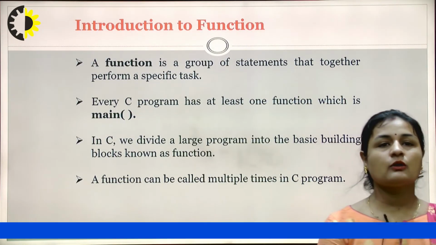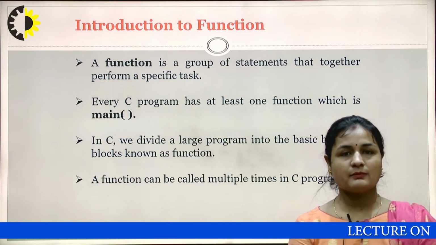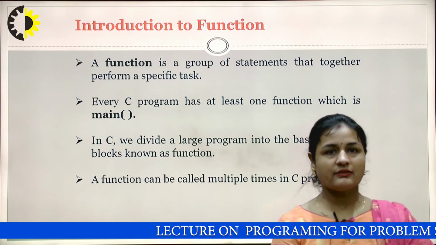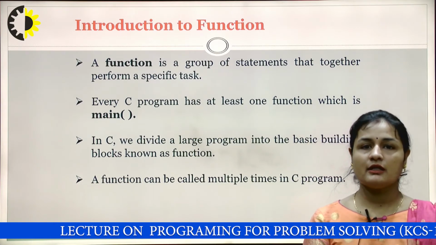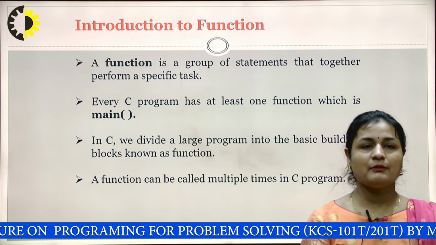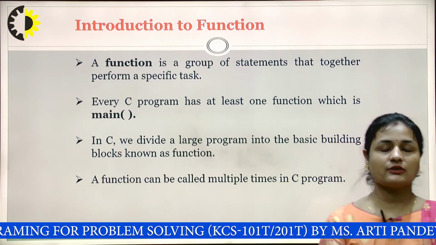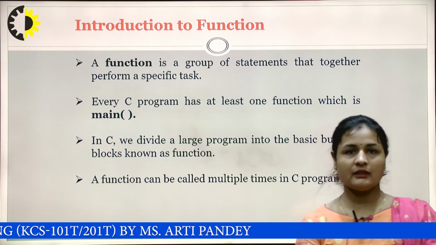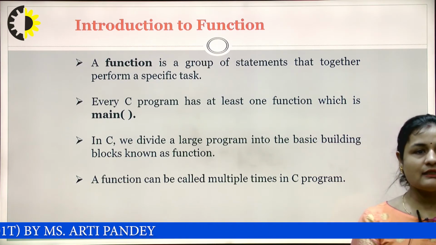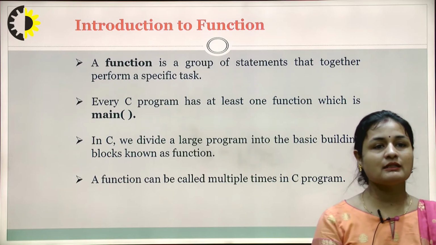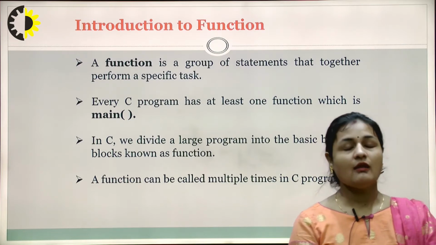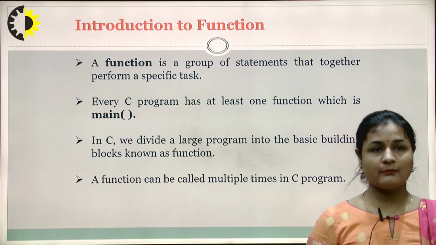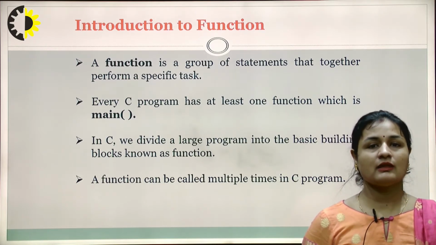Function is a group of statements that together perform a specific task. When a certain programming code performs a specific task, then this programming code is known as a function. Every C program has at least one function, which is known as the main function, which we write at the beginning of the program. It is also a function. In C, we divide a large program into basic building blocks known as functions. When we divide a large program into small building blocks, then these are known as functions.